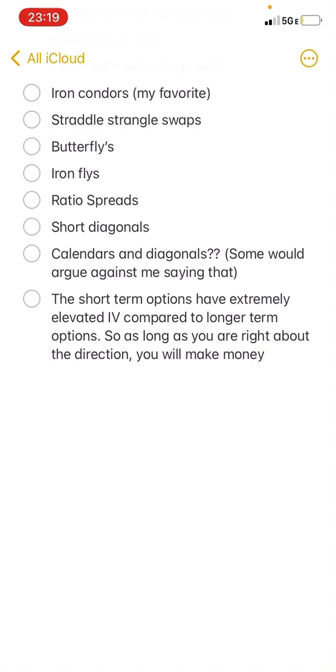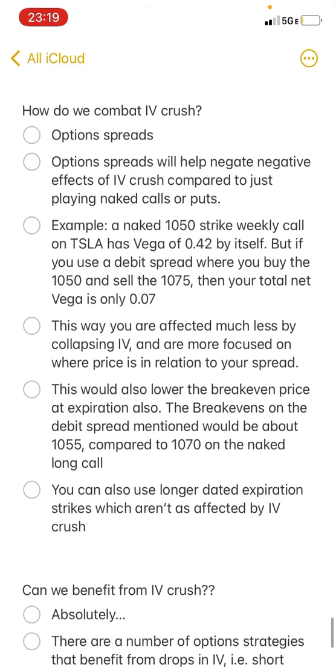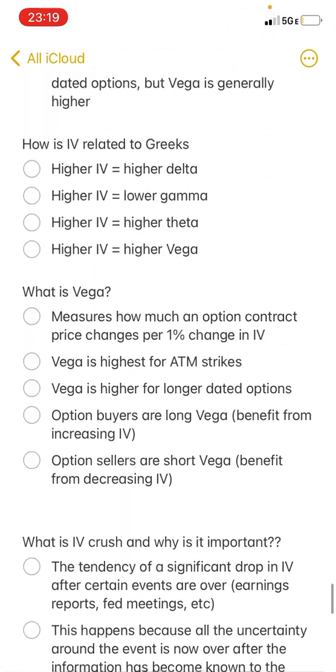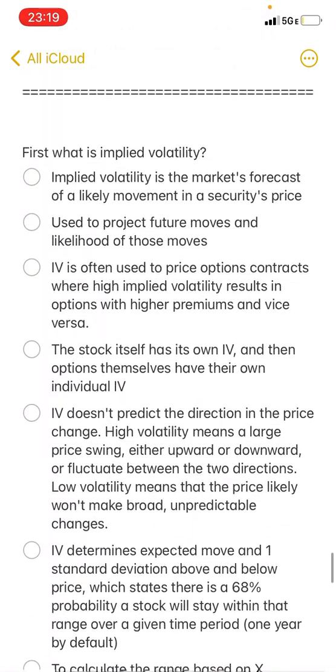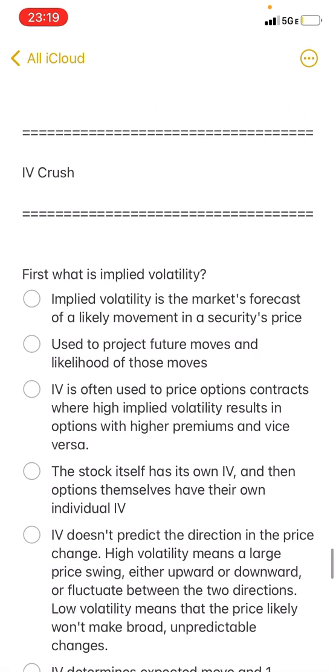So that's basically all I wanted to cover for IV crush in this video here. I hope you guys learned something. I'm going to do probably a video on IV rush as well.